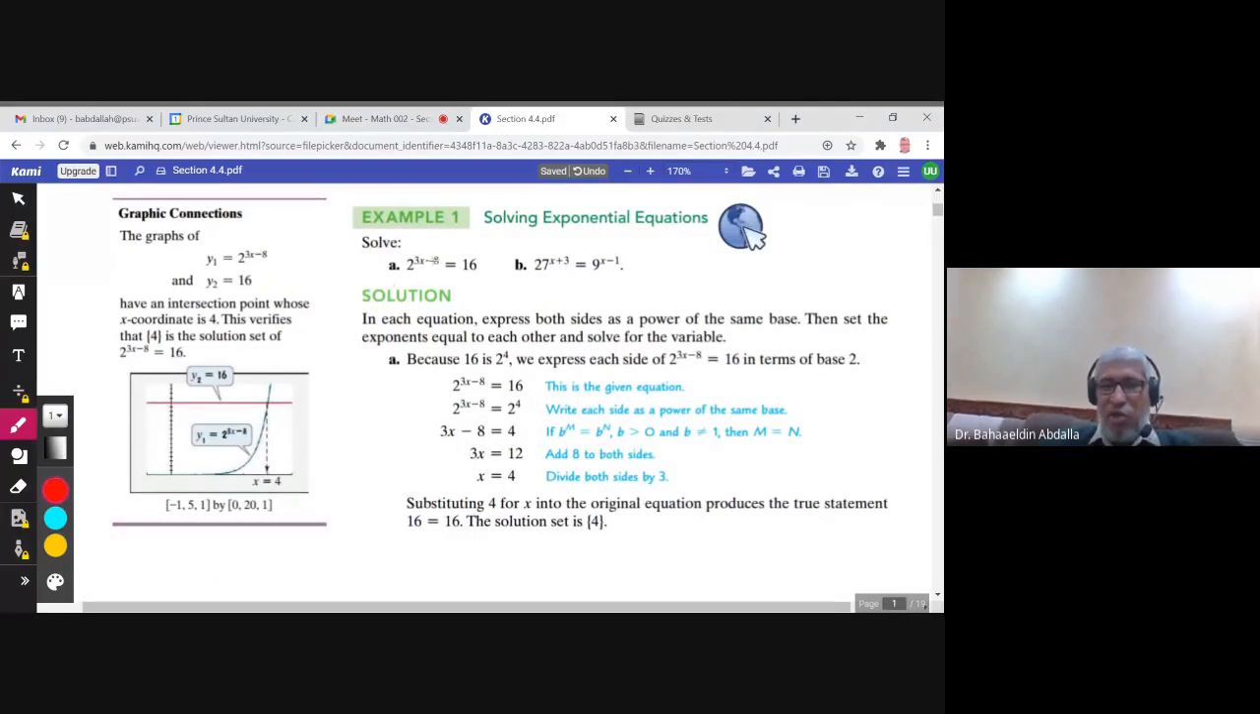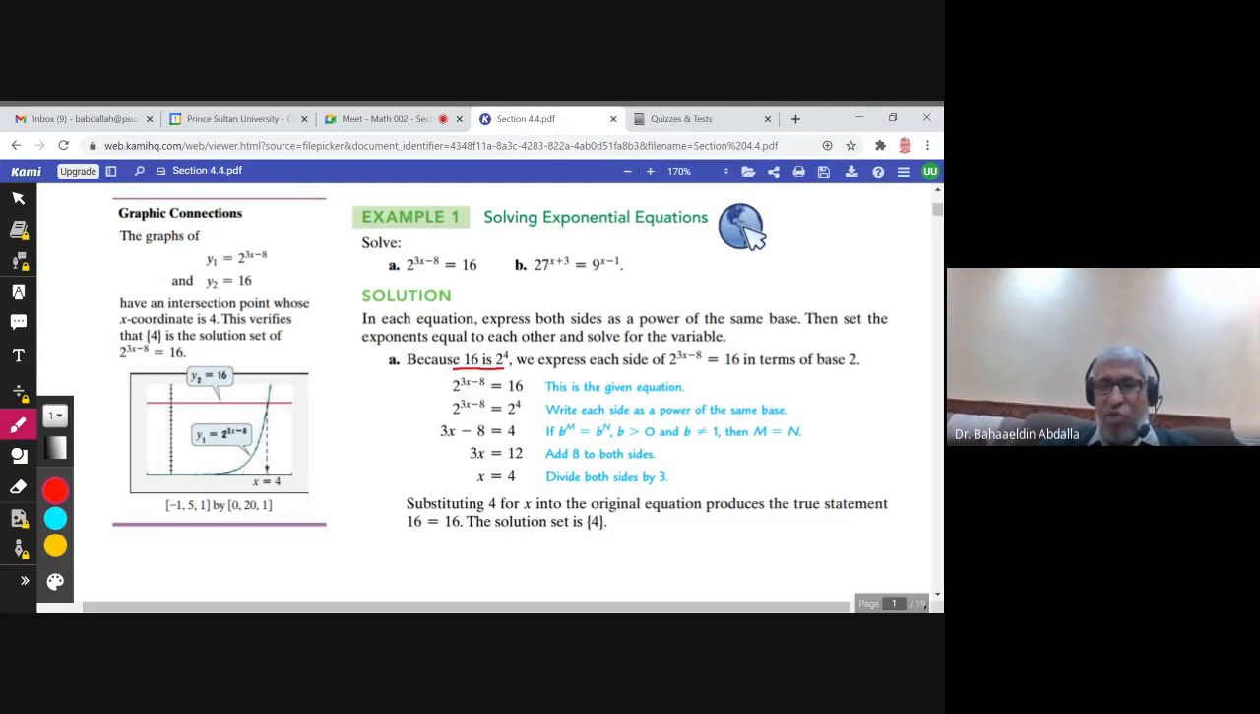Part A, solve. The question is solve 2 to the power 3x minus 8 equals 16. How to solve this question? Okay, what is the base in the left-hand side? The base is 2. What is the number in the right-hand side? 16. Now you ask yourself, can I write 16 as 2 to some power? And the answer is yes.